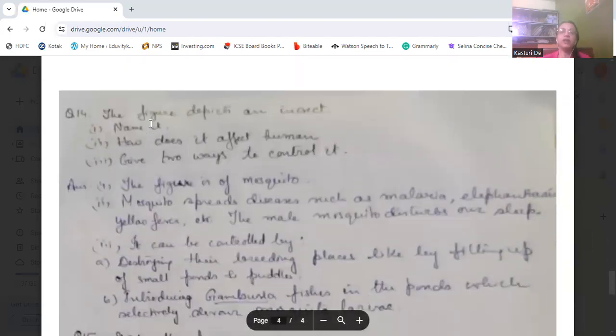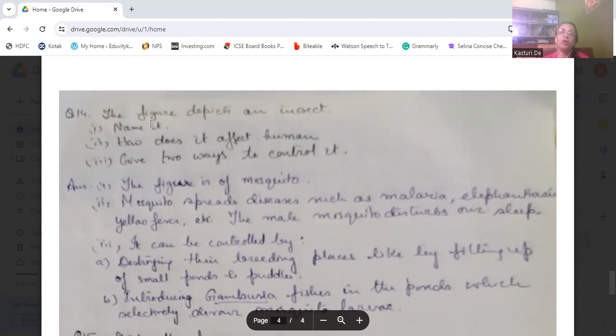Now the figure depicts an insect. The figure is not here, I'm telling you, it is a mosquito figure. How does it affect the human? Mosquitoes spread diseases because they are vectors, such as malaria, elephantiasis, yellow fever, etc. Then the mosquito disturbs our sleep by making a buzzing sound.